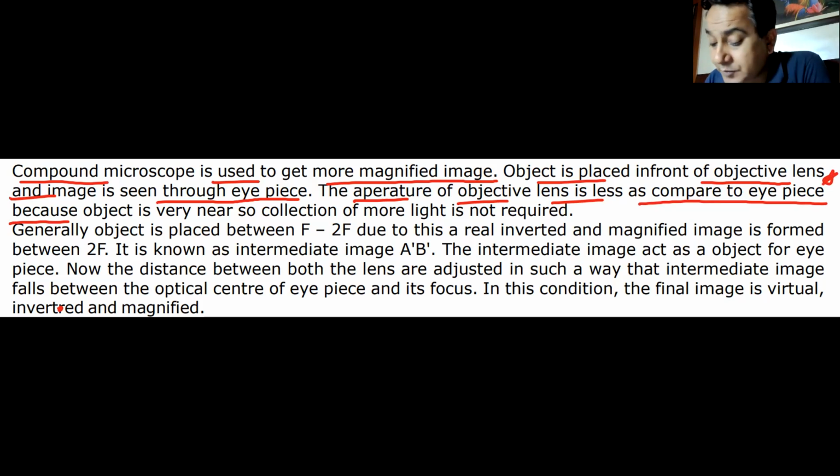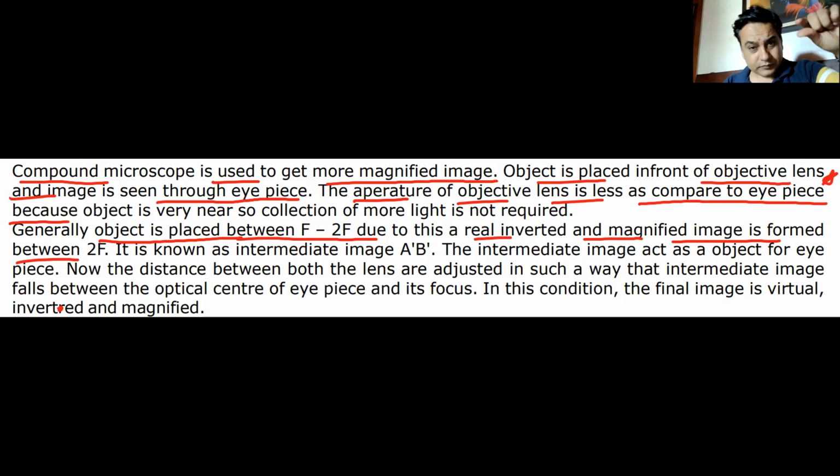Now what is the place where the object is placed? Remember, all these points will come. The object is placed between F and 2F of the objective lens, between the focus and 2 times the focus. It creates a real, inverted and magnified image of the object. So for the first lens, the objective, the object is here, it will create an inverted image which will be enlarged. This is known as the intermediate image A'B'.